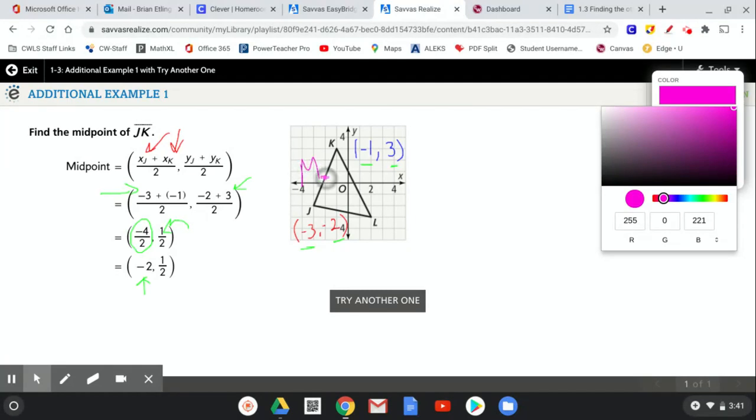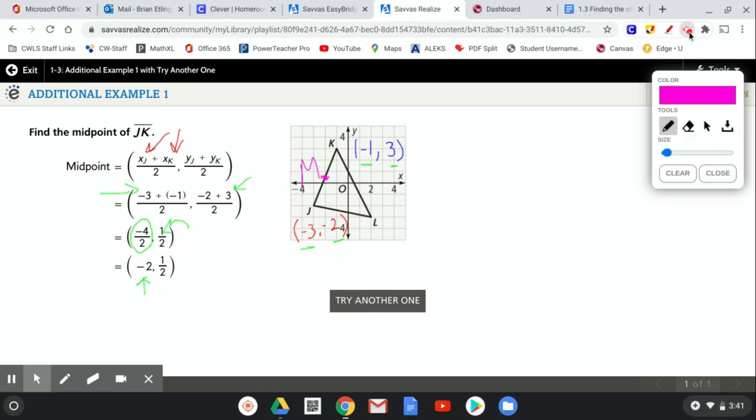That's going to be our midpoint, is somewhere in there, just to get a picture in our head of what we're looking for. Okay, so our math makes sense. We are good to go.